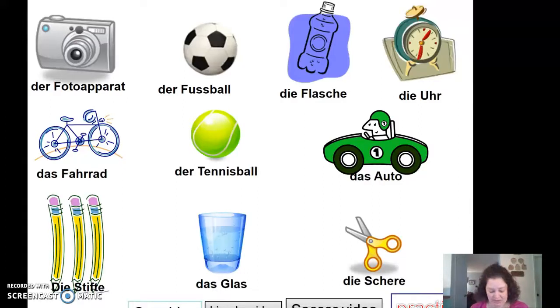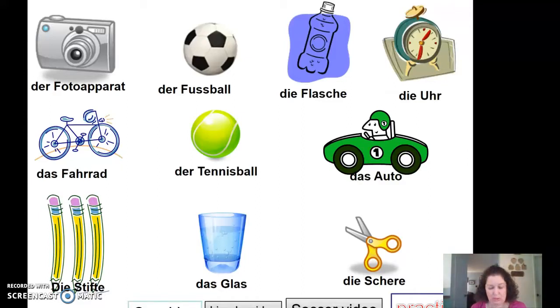The next one is die Stifte. And this, of course, is die Stifte. Die nächste ist die Uhr. Das ist die Uhr. Die nächste ist der Tennisball. Das ist der Tennisball.